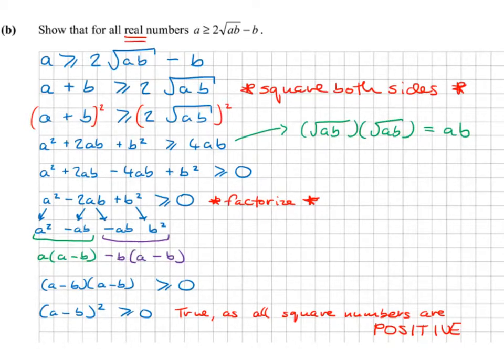We notice that we've got a minus b inside both sets of brackets, so that's going to be one of our brackets. We bring down the a, we bring down the minus b, and we also have a minus b in the other set of brackets. A minus b multiplied by a minus b is the same thing as a minus b squared, and all of that is greater or equal to 0. And we know that this statement is true, as all square numbers are positive. So anything squared must be greater or equal to 0. So if this is true, and this is just a rearrangement of this, then this must also be true.